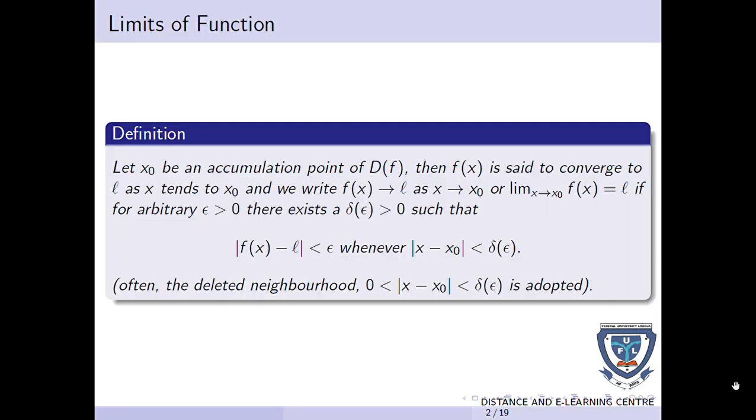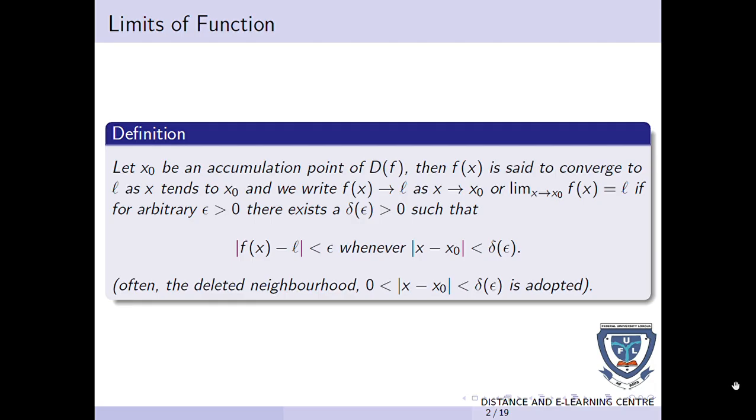Let's begin with the basic definition of what a limit is all about. By definition, let x naught be an accumulation point of the domain of the function. Then f of x is said to converge to L as x tends to x naught, and we write f of x going to L as x goes to x naught, or you can use another notation: limit as x goes to x naught of f of x equal to L.